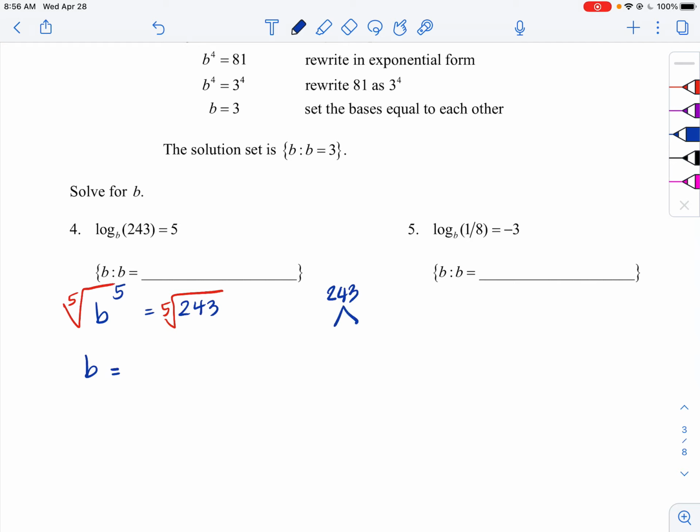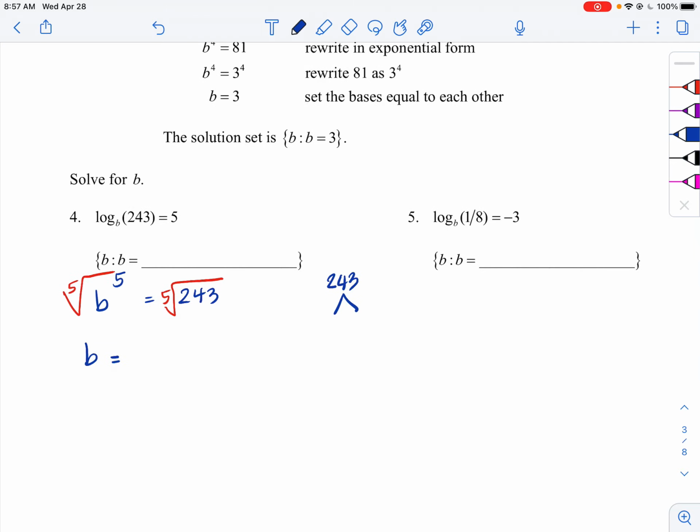Do you guys still remember this? If you have those high-end calculators, they can do a fifth root of 243. But usually calculators, I think, the simple ones, have a cube root or something.